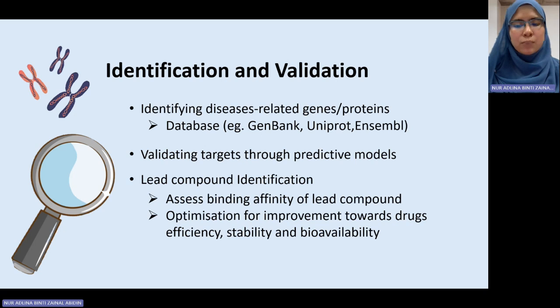Subsequent testing with predictive models will also be done on these drug candidates to help assess the binding affinity of the lead compounds towards the target. Once finished, the optimization of the drug-target interaction will be done using model simulation to improve the drug's efficiency and stability as well as its bioavailability when binding to the target.